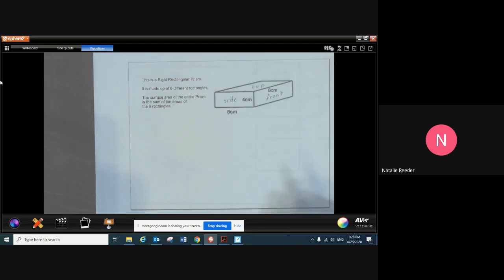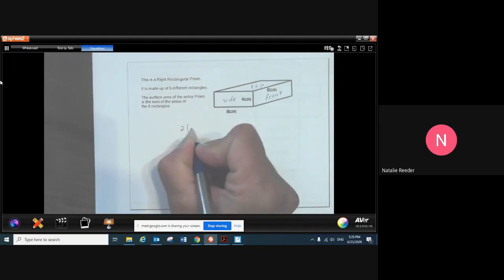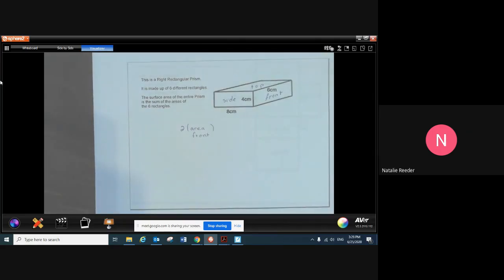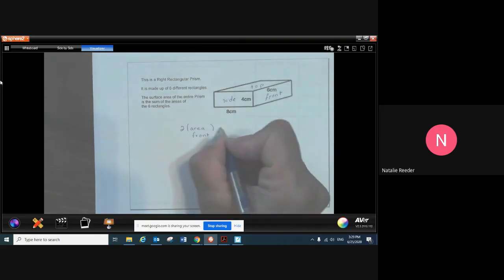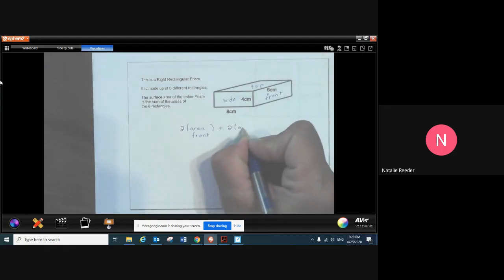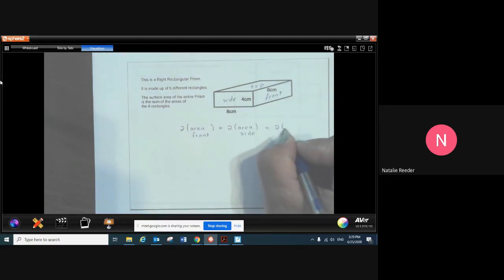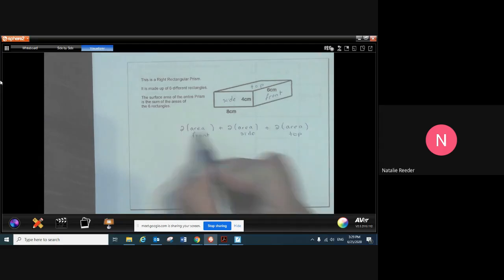Now the front and the back both have the same dimensions. So we could say that 2 times the area of the front would equal the area of the front and the back both together, plus 2 times the area of the side, and that would consider the two sides, plus 2 times the area of the top, and that would be the top and the bottom. So basically, if I'm stating that I've got 2 sides here, 2 sides here, and 2 sides here, that incorporates the 6 sides that are within my rectangular prism.